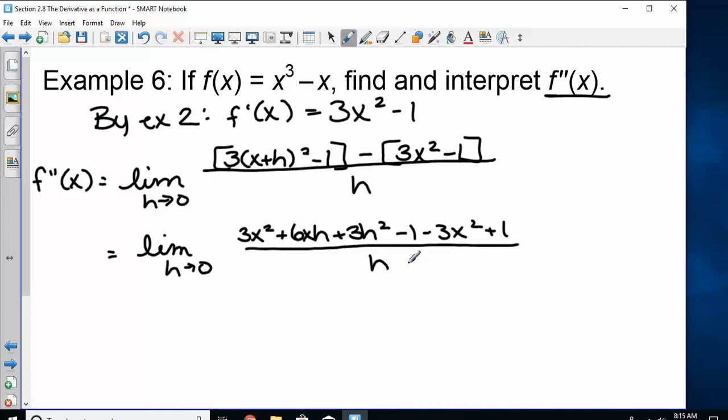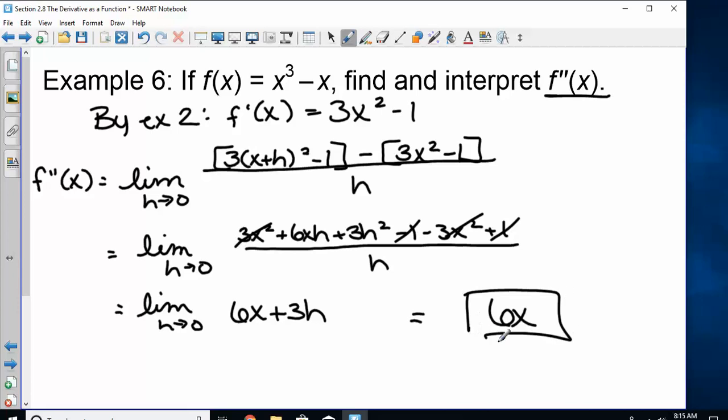This is going to be a great one. Okay, so the 1's drop, the 3x squareds drop. You can cancel an h out. So you get 6x plus 3h. So if h goes to 0, we just get 6x.